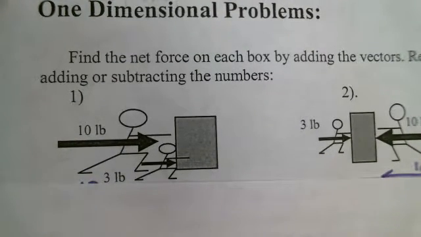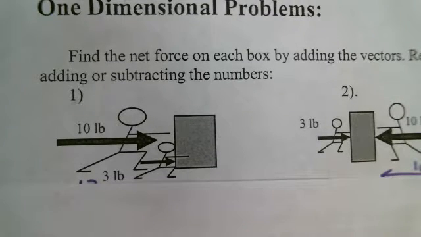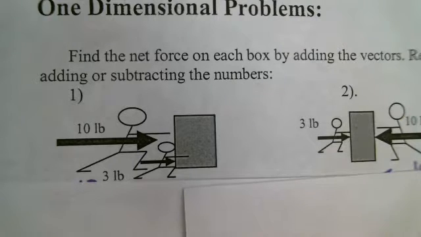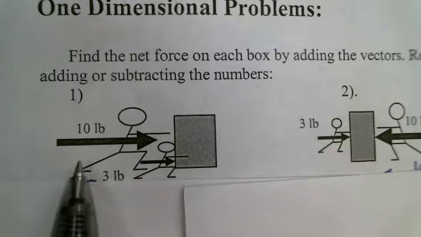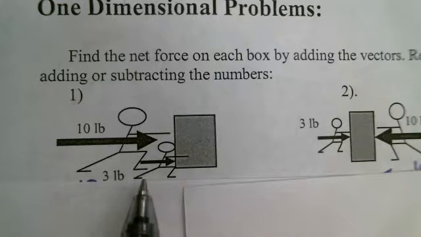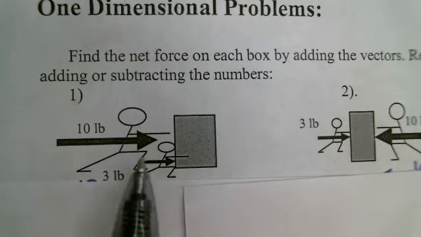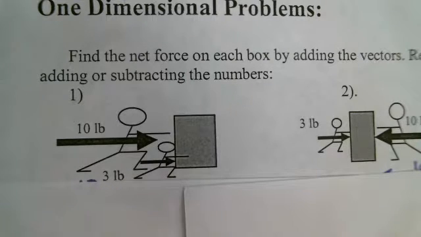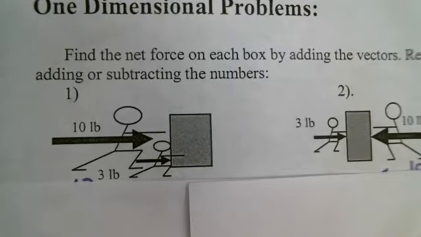So for question number 1, we have here a picture of a big person pushing with a force of 10 pounds and a little person pushing with a force of 3 pounds. Let's pretend that this is me and my daughter pushing on the refrigerator to move it across the kitchen floor. Notice we've had the 2 forces drawn to scale. The 3-pound force is a smaller arrow than the 10-pound force. That's the way we do vectors. Draw them in proportion to their numbers.